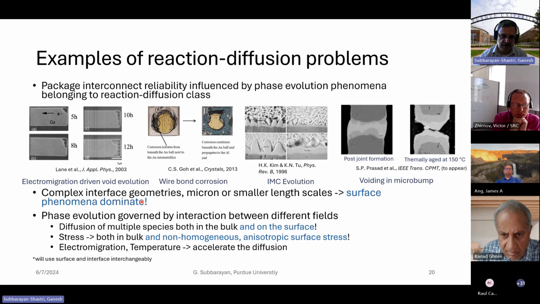So these are problems with complex interface geometry. These interfaces are very complex, and they are micron or smaller length scales, and therefore surface phenomena dominate in these problems. And if we are doing semiconductor processes, I imagine that the length scale that's of interest to us is probably nanometer to micron length scale. And diffusion of multiple species, both in the bulk and on the surface, is important. Stress in both bulk as well as non-homogeneous anisotropic surface stress that could occur at these interfaces are important as well. So these physics have to be somehow captured in the model.